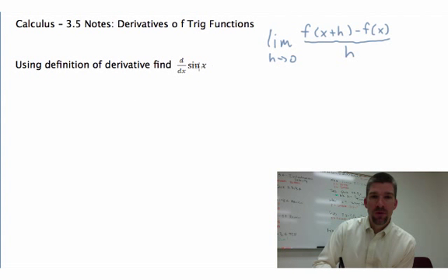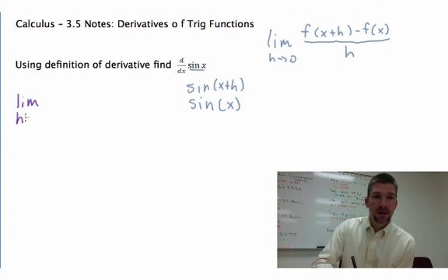And so if we're looking at the sine of x, then what we're going to do is look at the sine of x plus h and the sine of x. Those are my two functions that I'm going to be working with. So how is this going to shape up? Well, we're going to look at the limit as h approaches 0 of sine of x plus h minus the sine of x all over h.